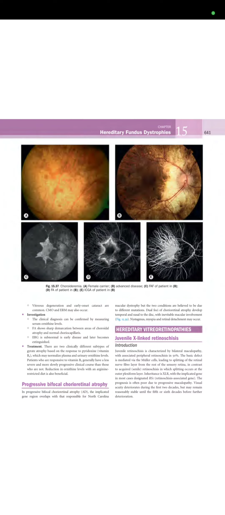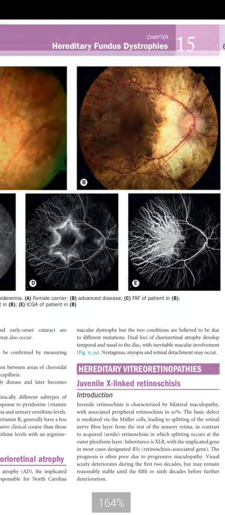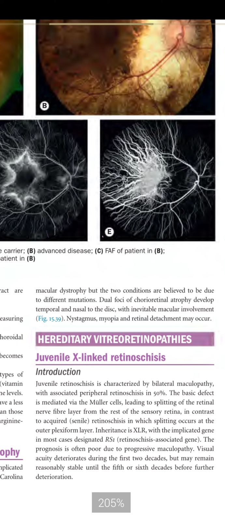So welcome to the Kanski lecture series, and this is going to be the chapter 15 Hereditary Fundus Dystrophy part 7, and in this part we are going to discuss the hereditary vitreoretinopathies. First we are going to discuss juvenile X-linked retinoschisis.